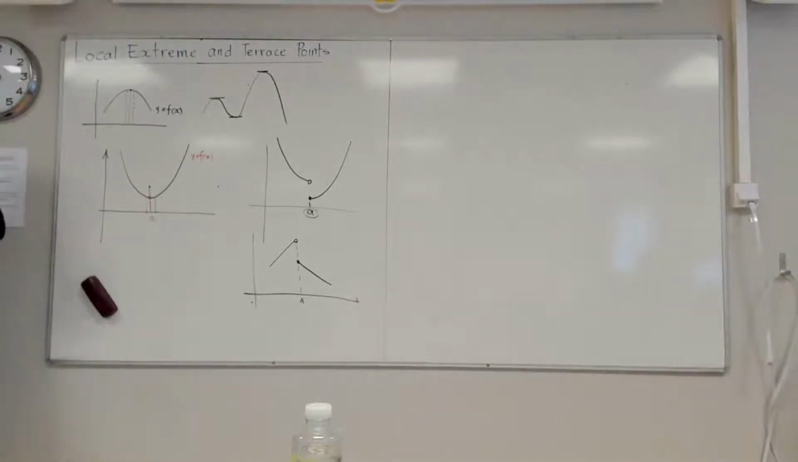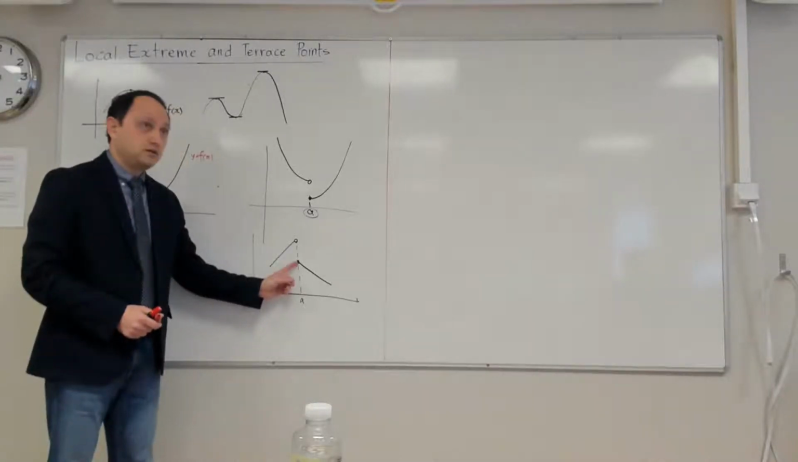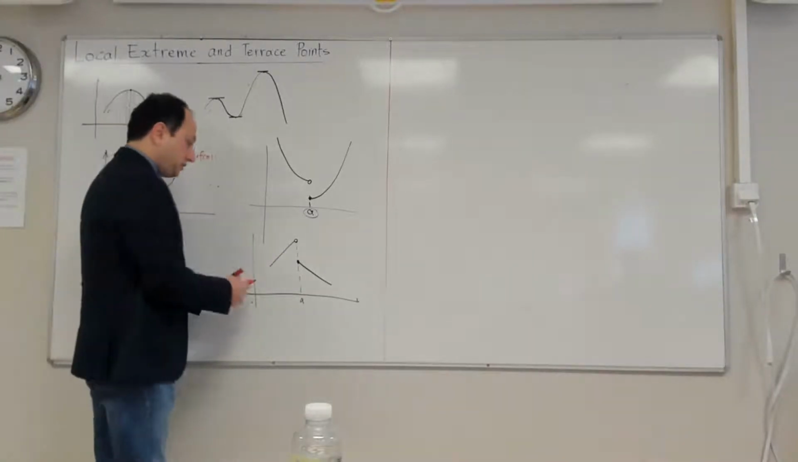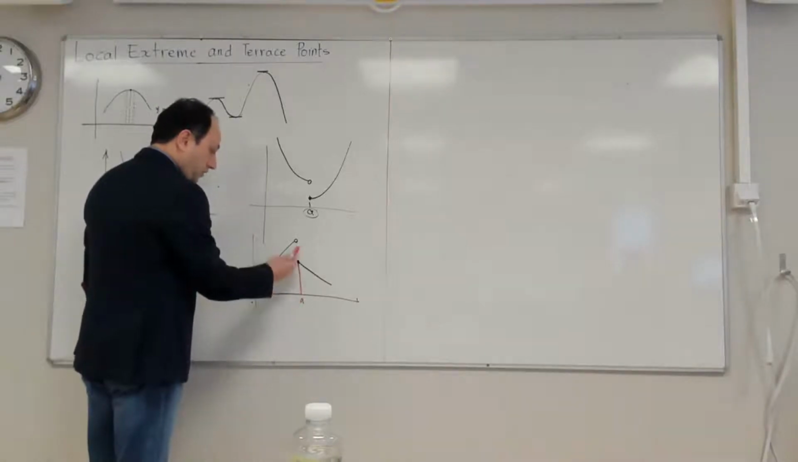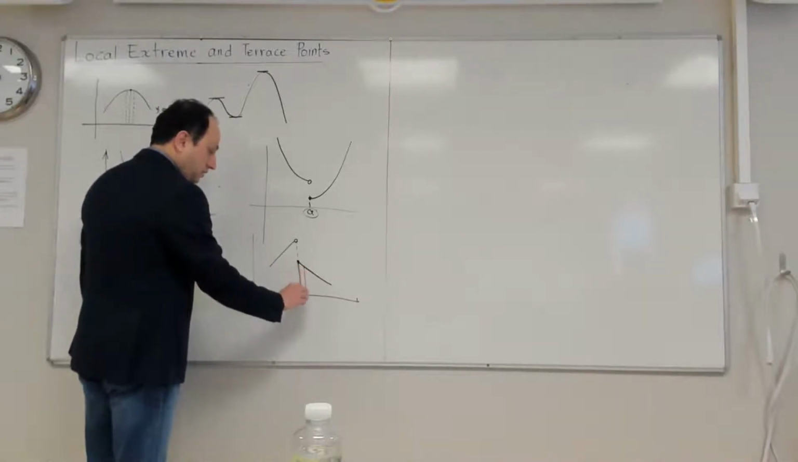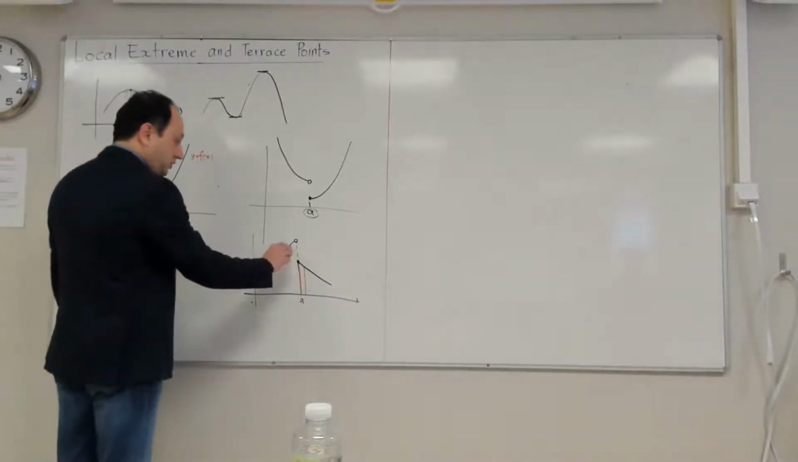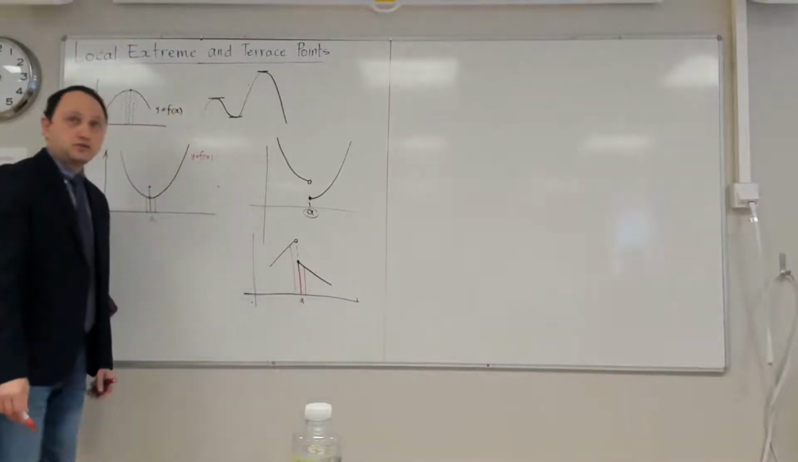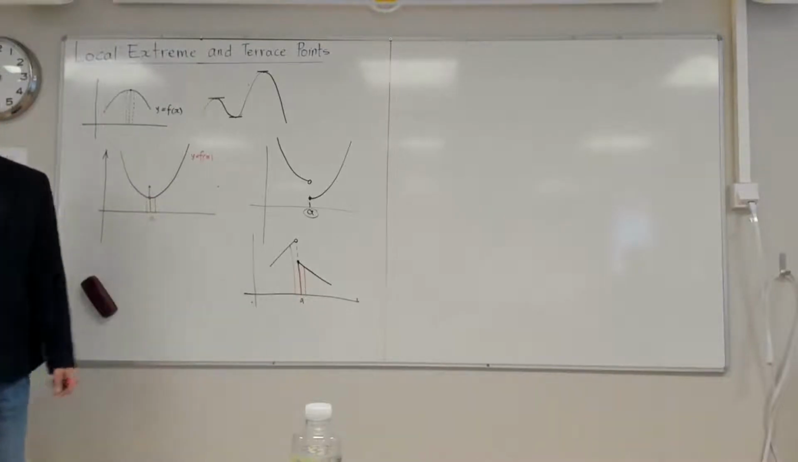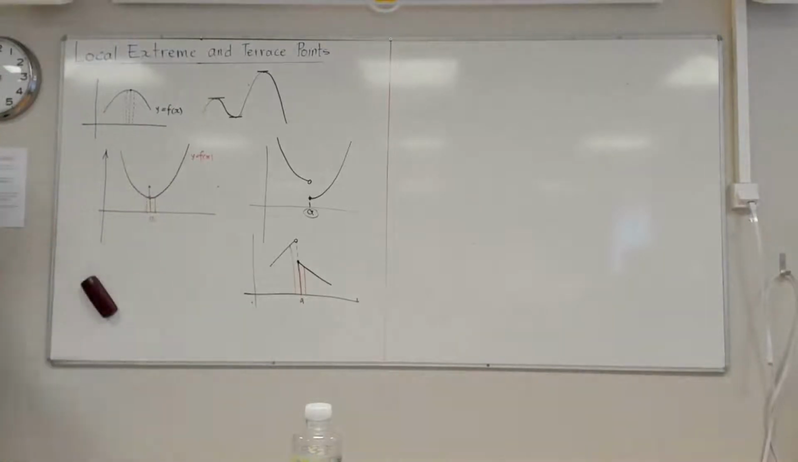Neither. It's neither. Yeah? Because if you stop here, this is the height of this point. The height of this point is greater than the height of the points on the right. Yes? But it is smaller than the points on the left. Yes? So it is neither a maximum nor a minimum.